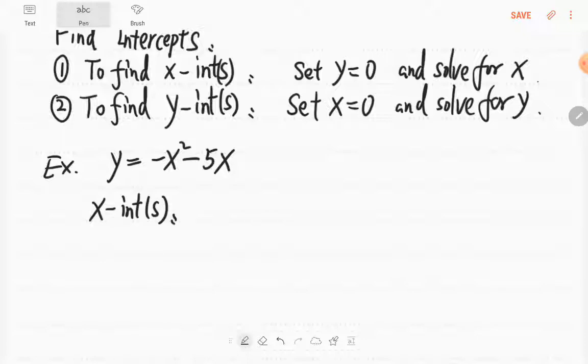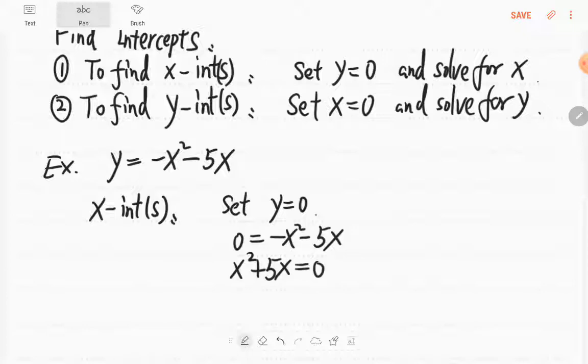So we set y equals 0, because all the x-intercepts have y coordinate 0. So we have 0 equals -x squared minus 5x. Okay, let's solve it, right? Let's multiply by -1, we want to make everything positive, equals 0.